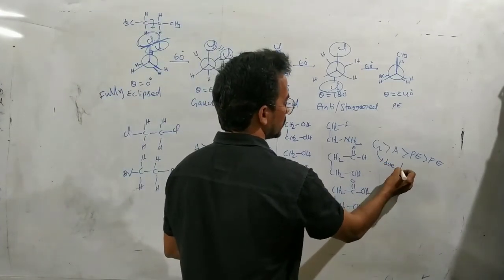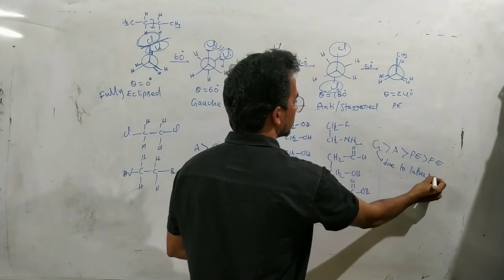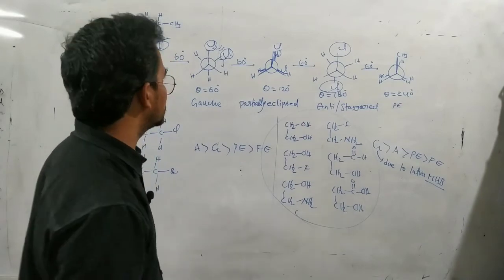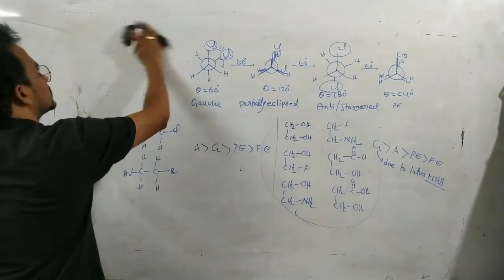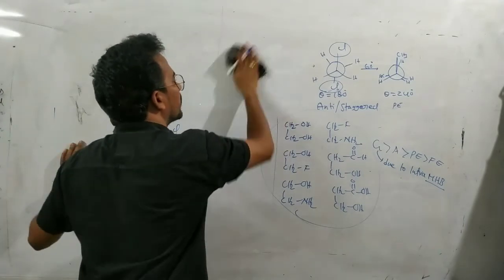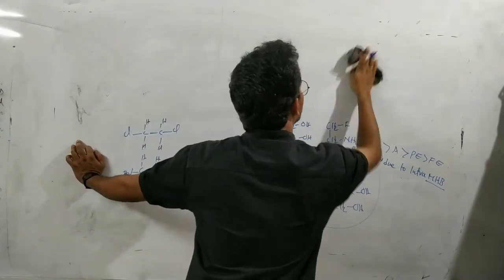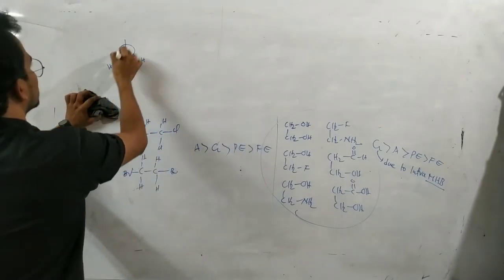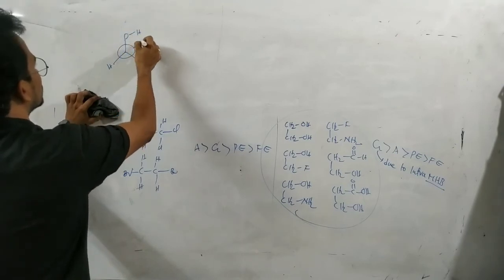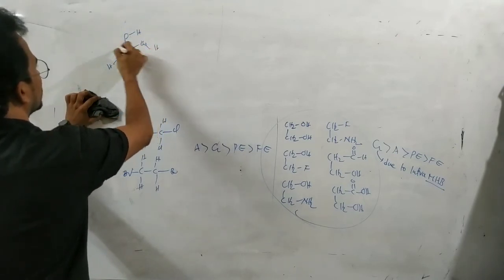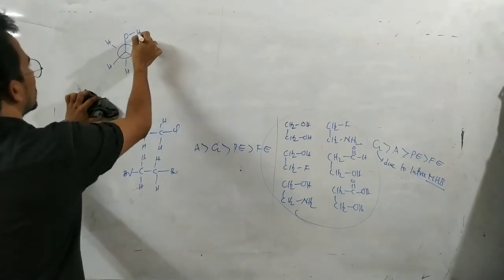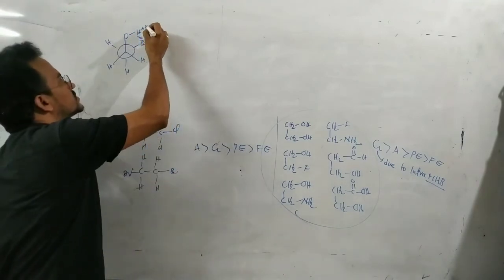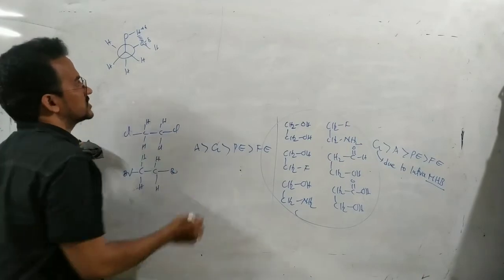due to intramolecular hydrogen bonding. Okay, so what is this intramolecular hydrogen bonding? Let's see this one. For ethylene glycol, hydrogen, this is the OH, this is the OH. It is stabilized by the intramolecular hydrogen bond. The partial negative charge and the partial positive charge attract each other, so there is more stabilization.